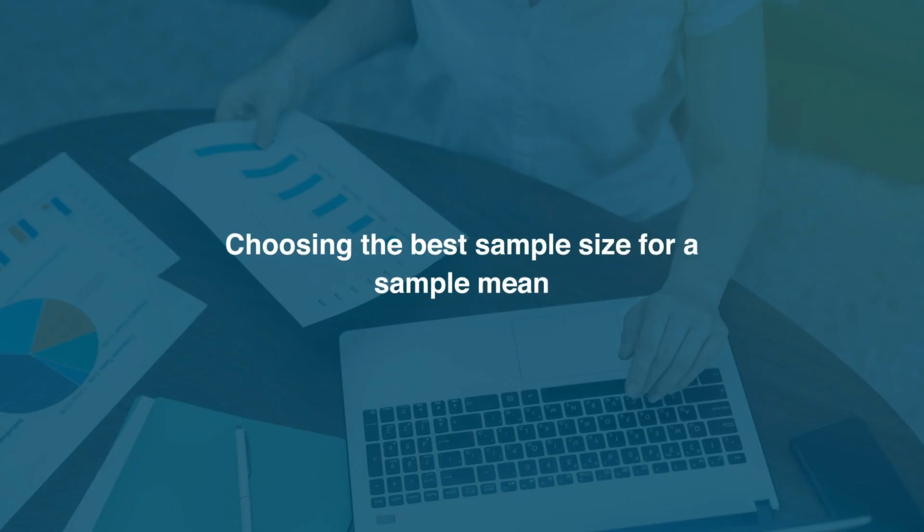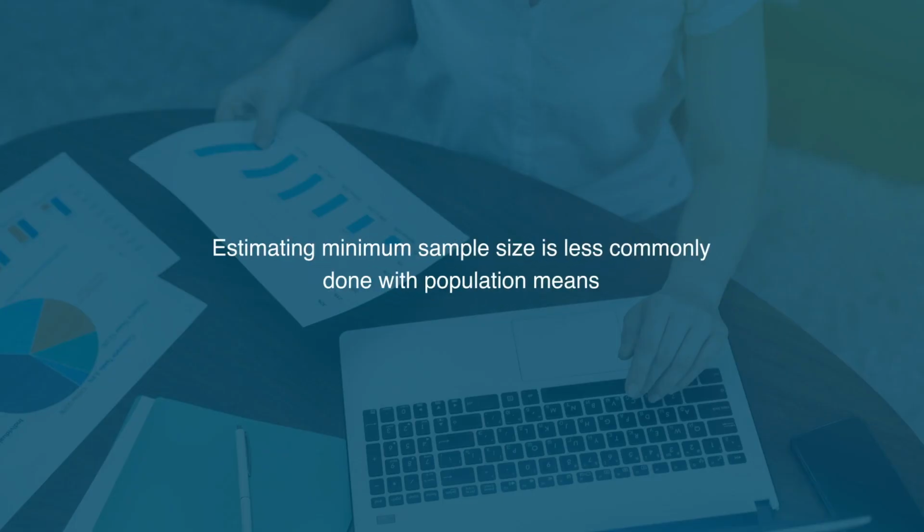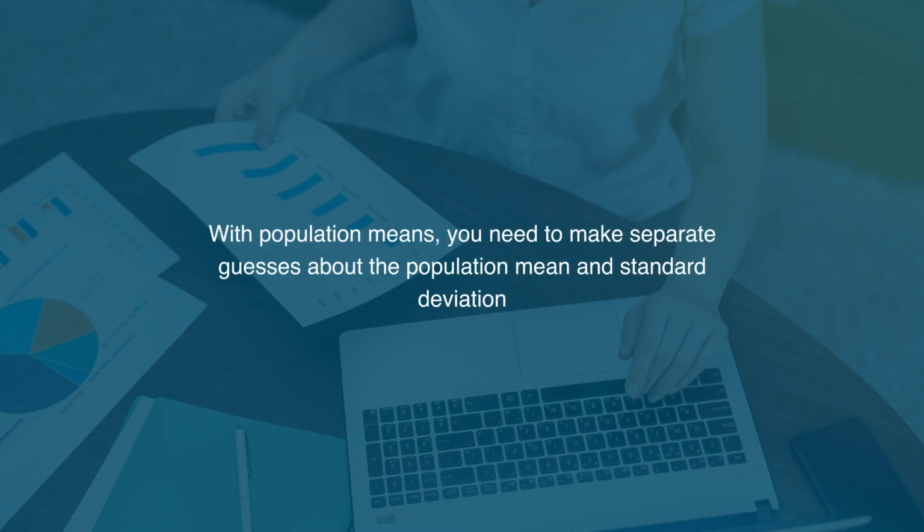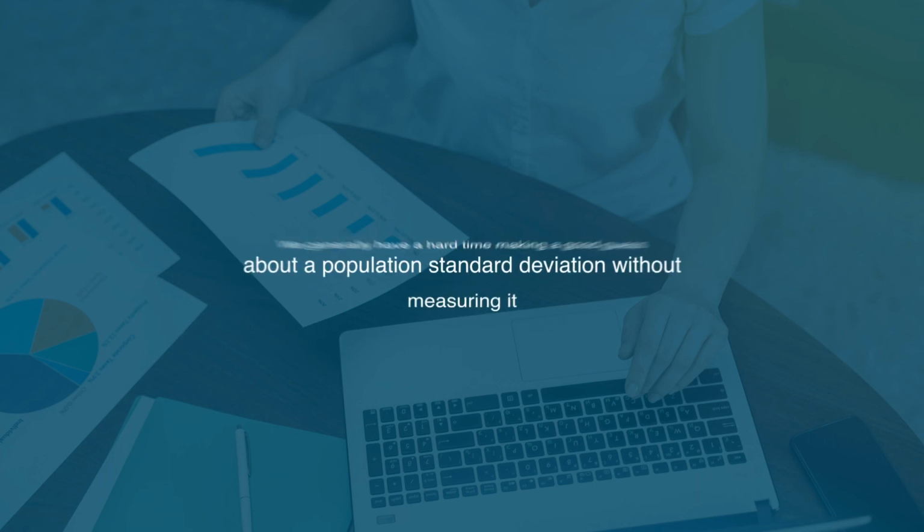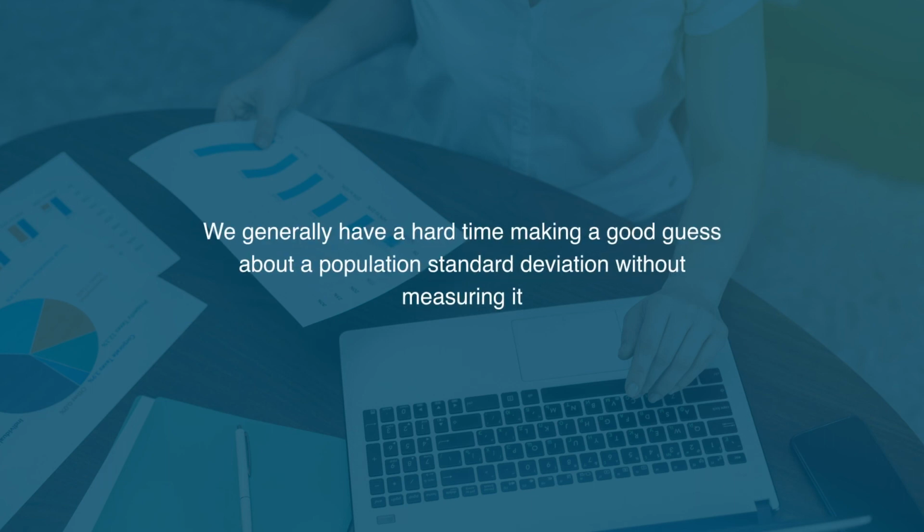Choosing the best sample size for a sample mean: estimating minimum sample size is less commonly done with population means. With population means, you need to make separate guesses about the population mean and standard deviation. We generally have a hard time making a good guess about a population standard deviation without measuring it. So this could be the way to choose the best sample size for a population mean.